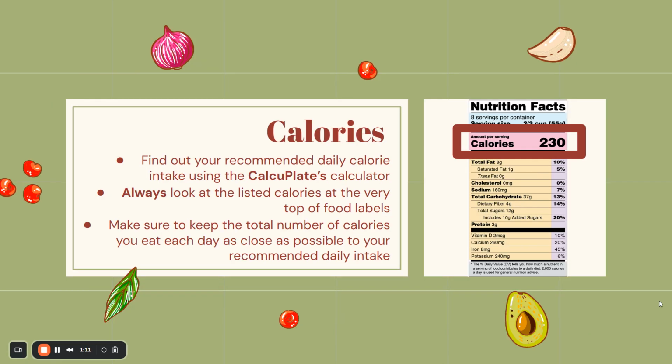Next, let's talk about calories. You should always look at the listed calories at the very top of the food labels to see an estimate of how many calories you're going to get per serving. And you've got to make sure to keep the total amount of calories you eat each day as close as possible to your recommended daily intake. You can always find your recommended daily calorie intake using Calculate's calorie calculator.